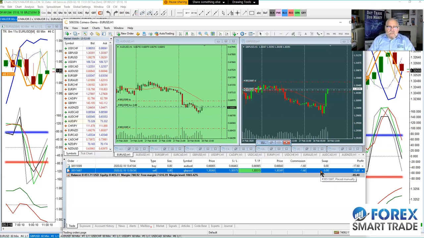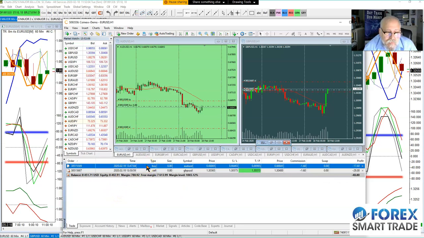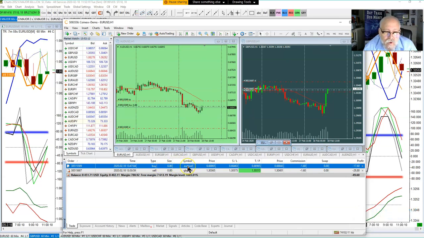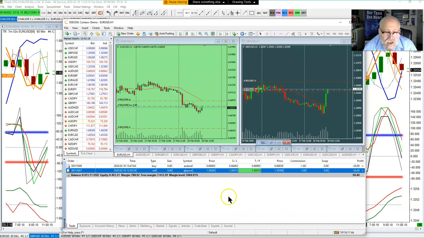So we took 2 trades this morning. One was using the 10-point signal, which was a buy on Australian US dollar, for 10 pips. And then we took a 5 pip sell on the Great Britain pound US dollar. Any questions?